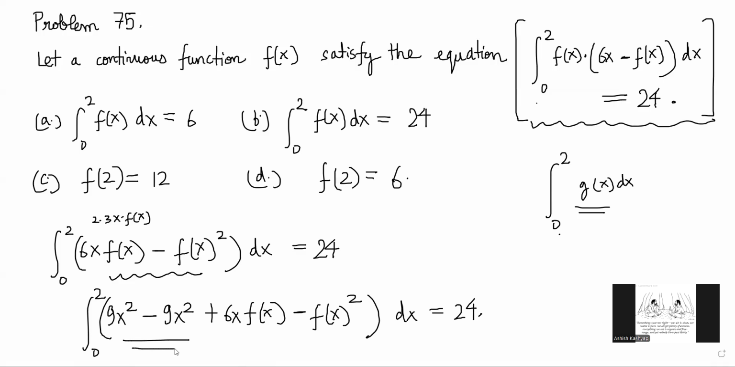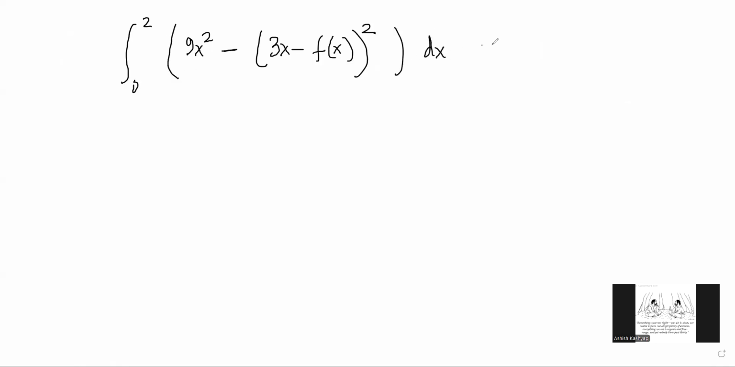Why is this step going to be important for us? Because if you complete the square, you will be able to get a square type of term, and I will tell you why that becomes important. So here you get the integral from 0 to 2 of 9x square minus (3x minus f of x) whole square, and the whole thing dx is equal to 24. This is my equation after a little bit of simplification.